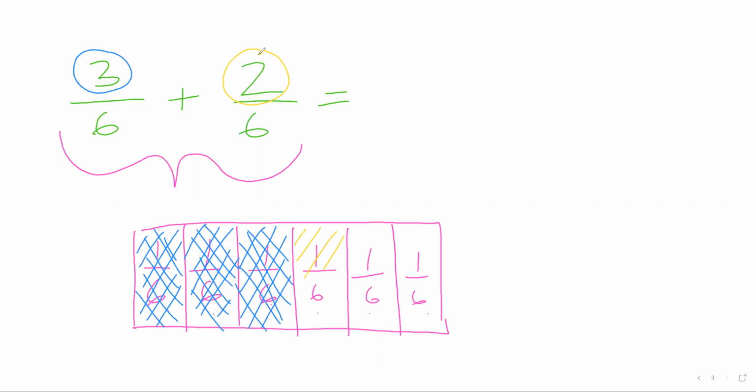So we're gonna go 1, 2. And if I count how many I've shaded all together, well, we know there's still 6 pieces, but I shaded in 1, 2, 3, 4, 5 of them. So 3/6 plus 2/6 is 5/6. Okay, that makes some sense. I like the feeling of that. It's moving. So let's kind of go ahead and try another one.